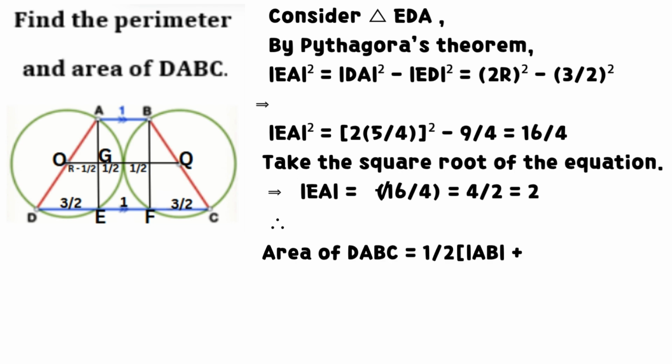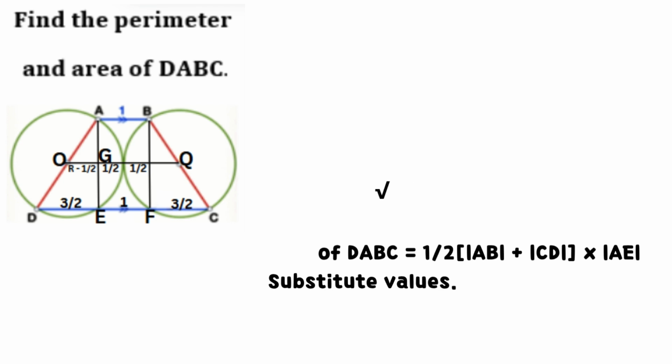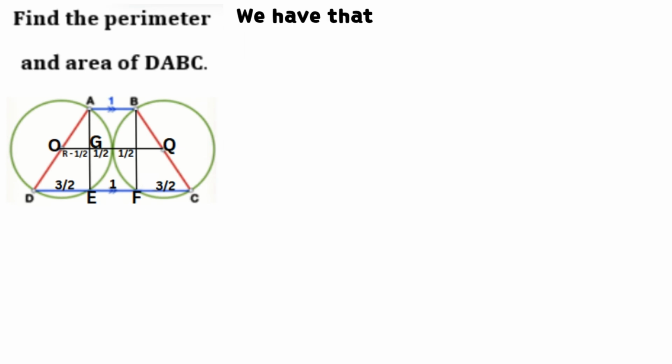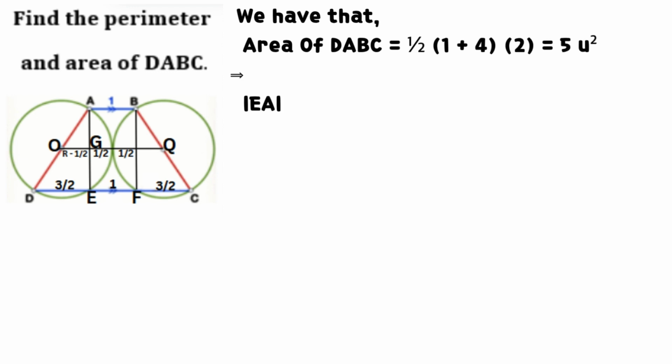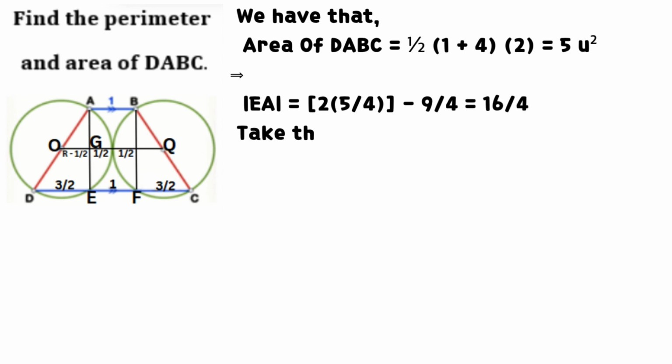Therefore, area of trapezium ABCD equals half the sum of line AB and line CD, all multiplied by line AE. Substitute values. We have that area of ABCD equals half the sum of 1 and 4, all multiplied by 2, which equals 5 square units.